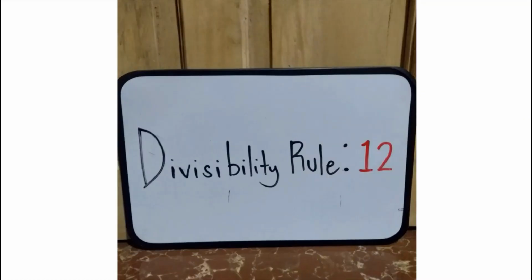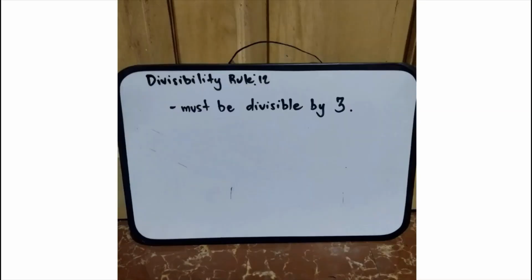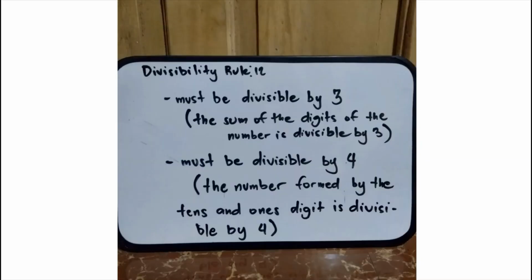Divisibility rule 12. A given number is divisible by 12 if and only if the number is divisible by 3 and 4. Recalling it, a number is divisible by 3 if and only if the sum of the digits of the number is a multiple of 3. Also, a number is divisible by 4 if and only if the number formed by the tens and ones digit is a multiple of 4.